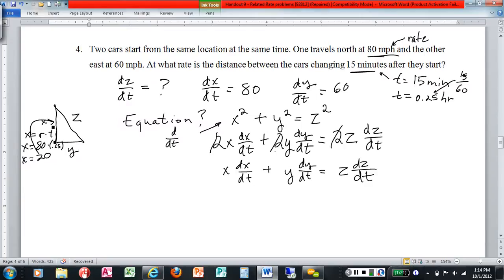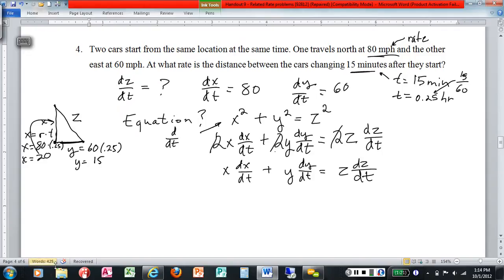What about y? Well, y is the same thing, except y is the distance going this way. So y is going to be its rate, which is 60, times its time, which is also 0.25. So that's going to be y is 15.